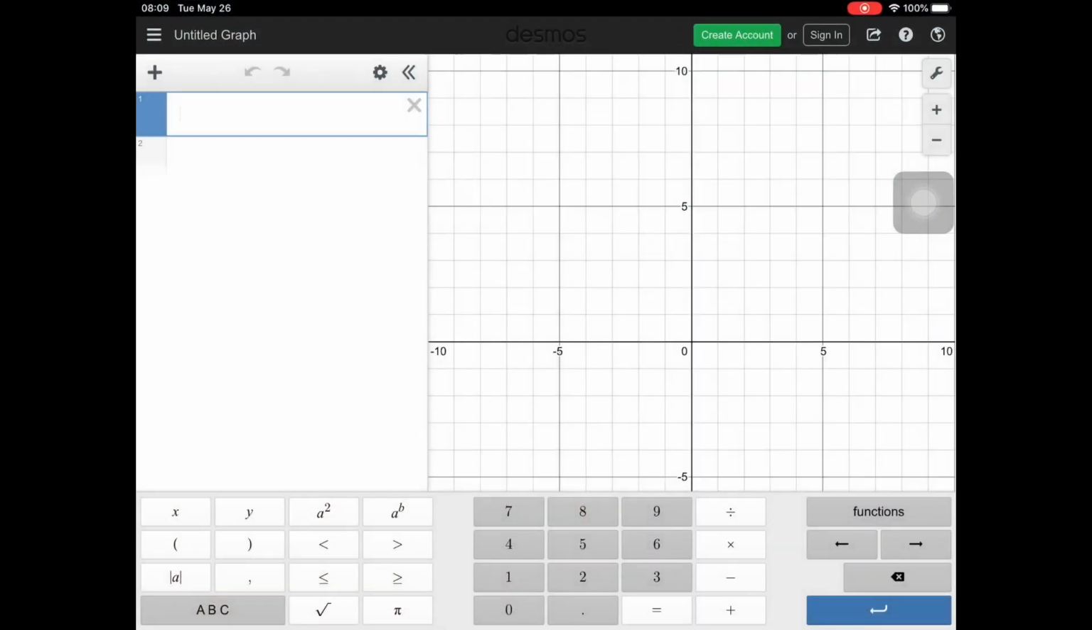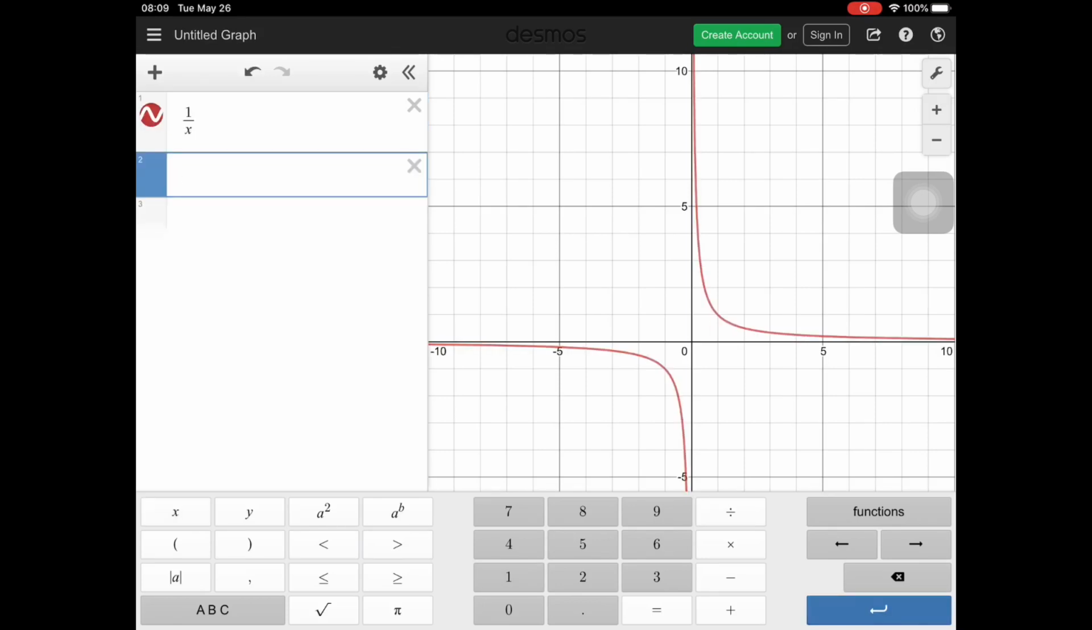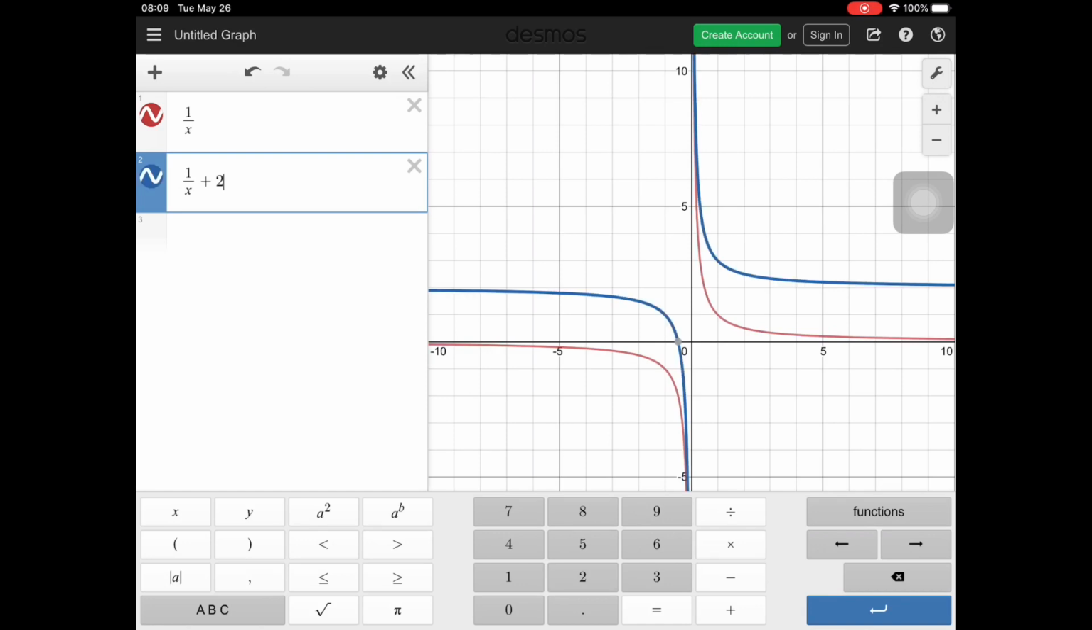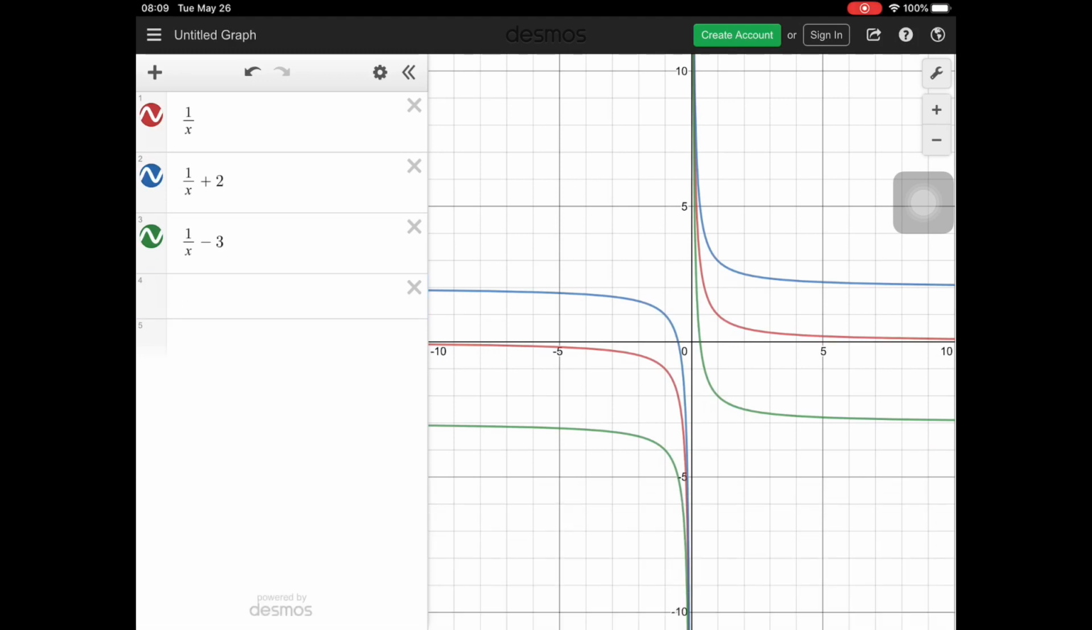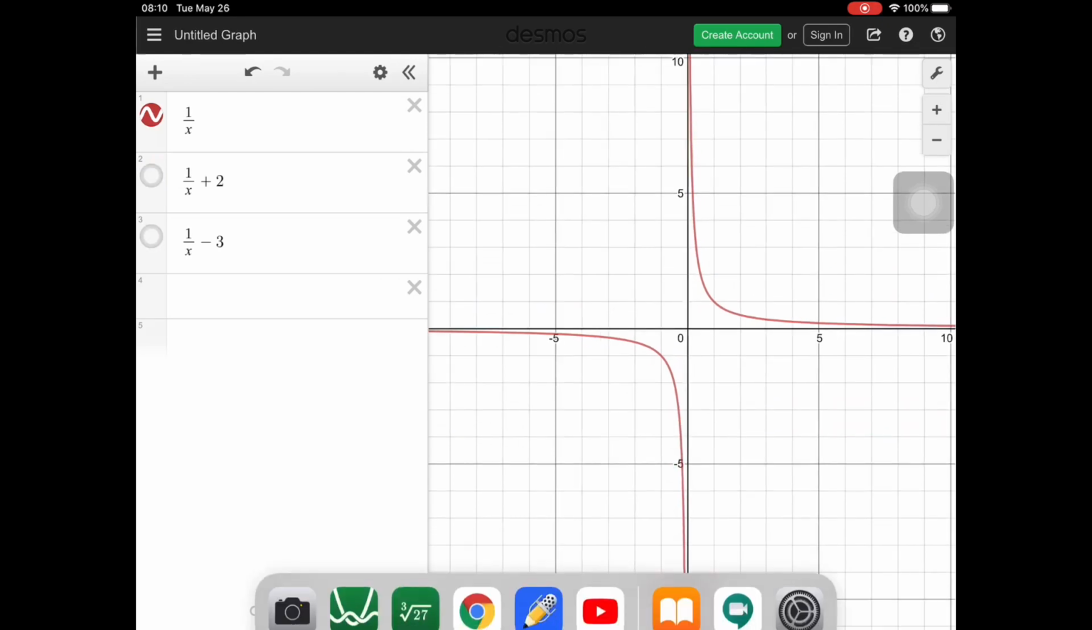So I'm going to go to Desmos. The first one is 1 over x. That's the parent function. Then we had 1 over x plus 2 outside, and we have that blue function over there. And 1 over x minus 3 is the green function you can see over there. Okay, so I think you are already able to see what is happening, right? Let's stay first with the red one.